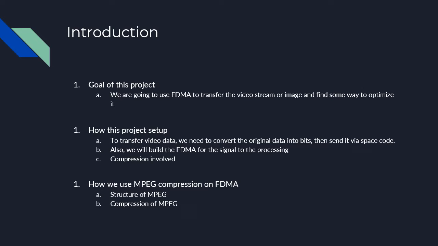For this project, we can only transfer digital data, so we have to convert the original data into bits, and then we will build an FDMA system to transfer the signal. And to optimize it, we will use compression on both sides. Therefore, it will help us to create better efficiency.